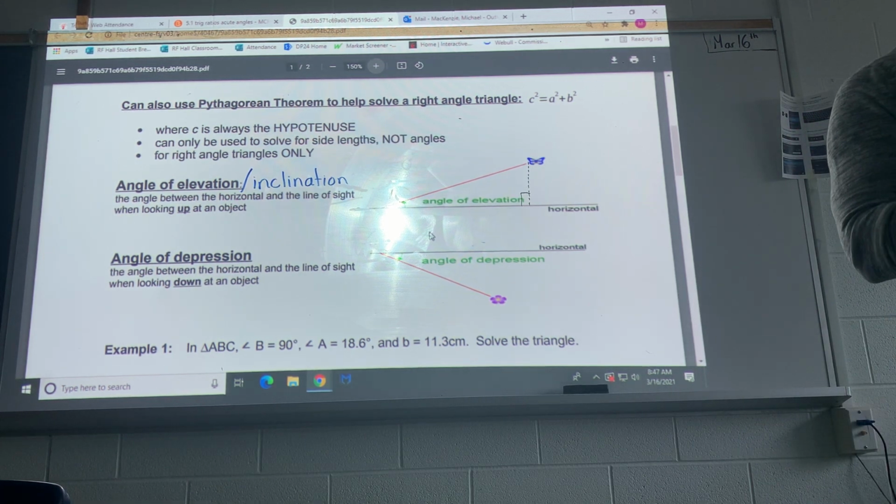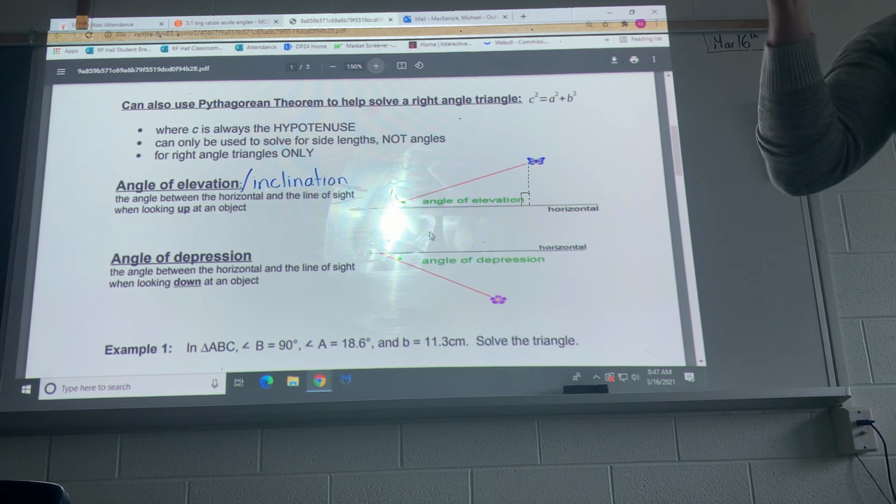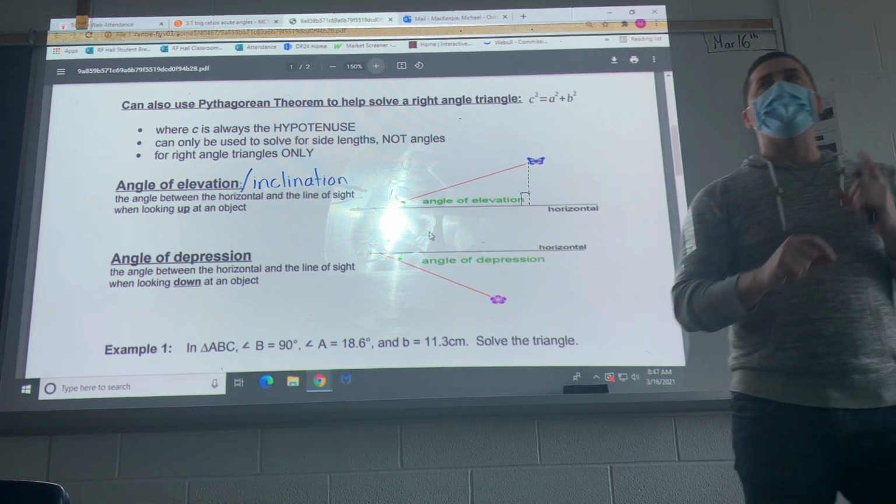Now we're going to go through a couple examples, and for each example I'm going to show you how to solve for each side and each angle.